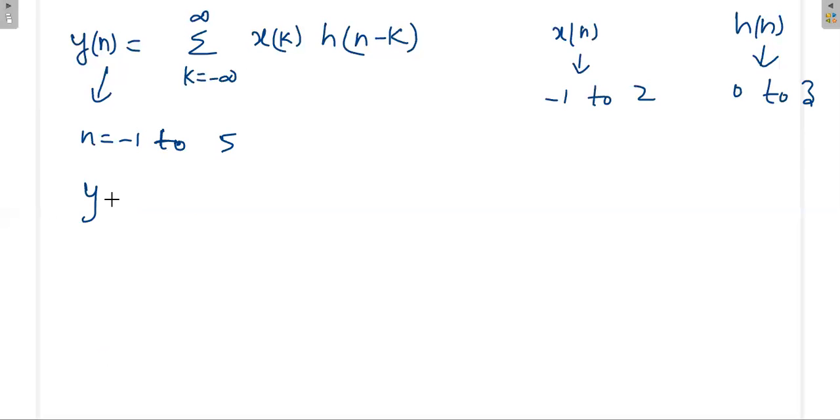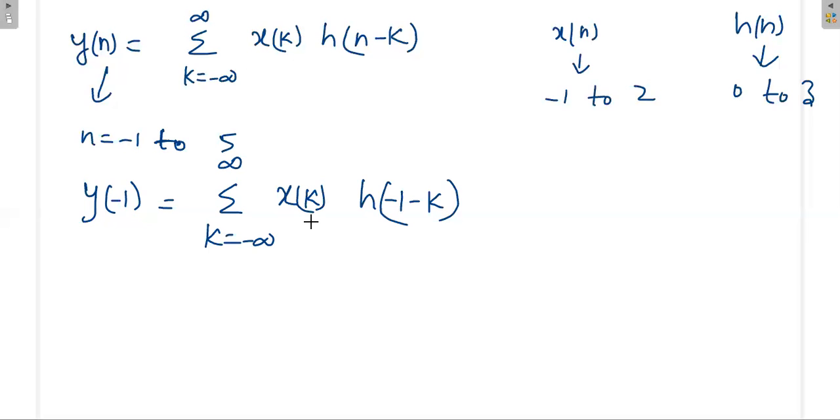Suppose we substitute n equal to -1. Then you will go from minus infinity to plus infinity, x of k, h of -1 minus k. Then what is the value of k? How far does k have to be varied? It is very simple. Just observe how far x of n is going. Simply, x of n is written as x of k, just the variable is changing. That means k has to be varied only from -1 to +2.